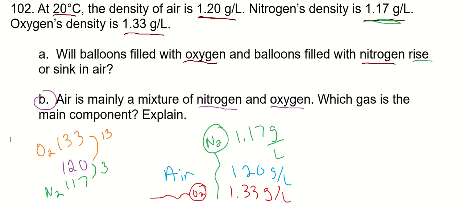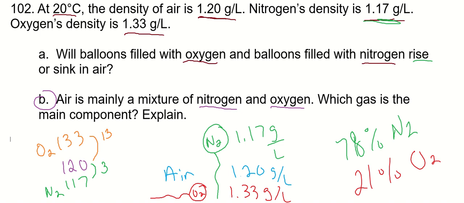And actually it turns out our air is about 78% nitrogen and about 21% oxygen. And then the rest is like a little bit of carbon dioxide and other gases.